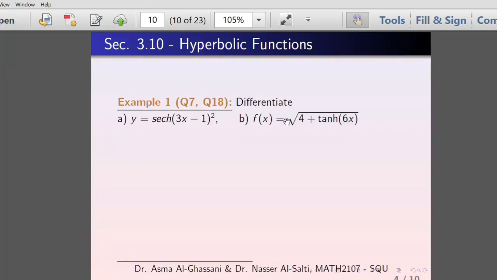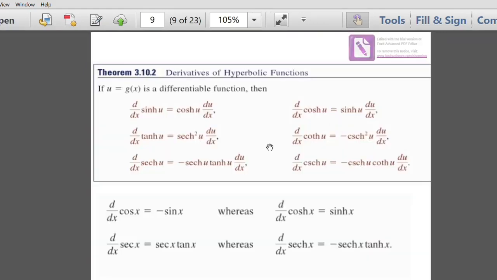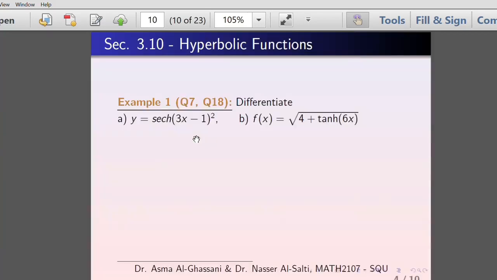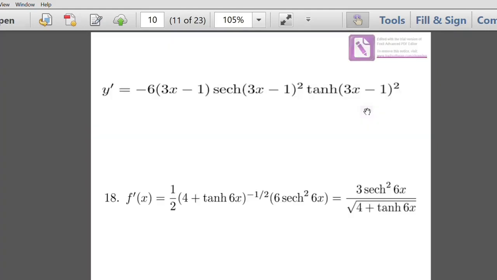For b, f of x is equal to root of 4 plus hyperbolic tan 6x. So first we differentiate with respect to the power, which is with respect to the root. Then we go inside the root and differentiate hyperbolic tan. The derivative of hyperbolic tan is hyperbolic sec square. So the derivative will be, first we differentiate with respect to the power, which is half. So it will be half times (4 plus hyperbolic tan 6x). We subtract 1 from the power, so half minus 1 will be minus half. Then we differentiate inside the bracket.